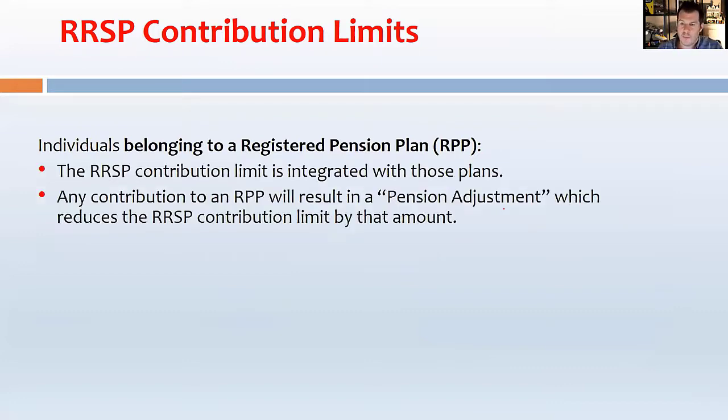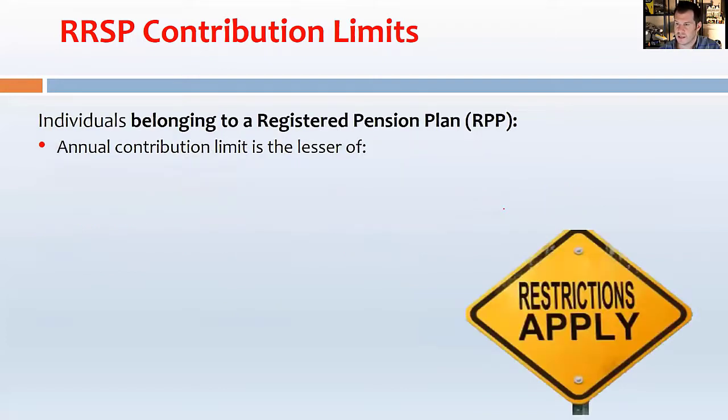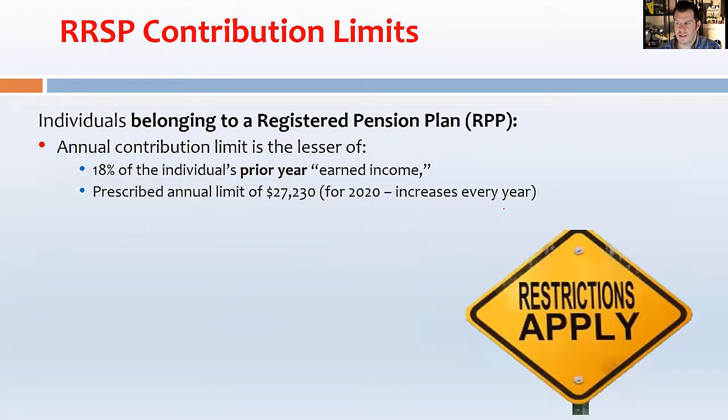So basically, if you're making contributions to a registered pension plan, you will receive a number for the prior year, which is your pension adjustment, and you will have to decrease the amount that you can contribute to an RRSP by the pension adjustment amount. So the pension adjustment of the previous year is used in the current year limit calculation. For any individual belonging to an RPP, the annual contribution limit is the lesser of these two things, as we talked about before, minus any prior year pension adjustment.